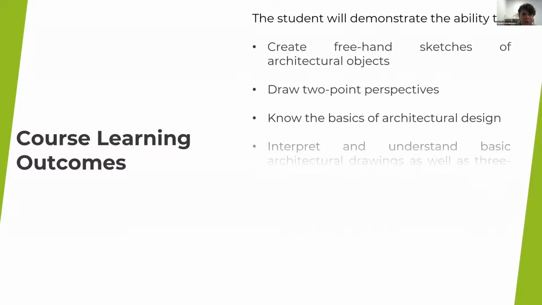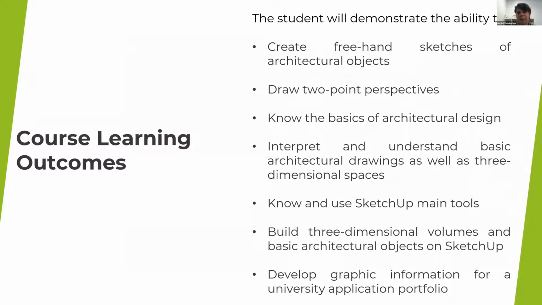So at the end, the course learning outcomes will be that the students at the end of the course will be able to create freehand sketches of architectural objects. They will be able to draw two-point perspectives and understand how these work and relate with three-dimensional objects, especially in three-dimensional software.